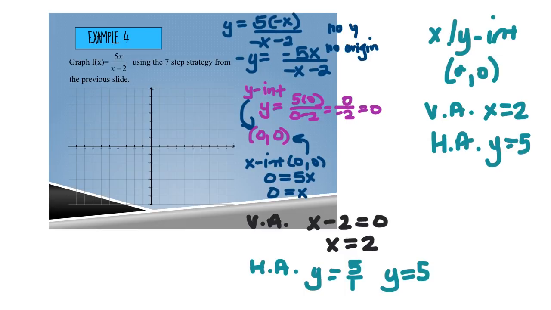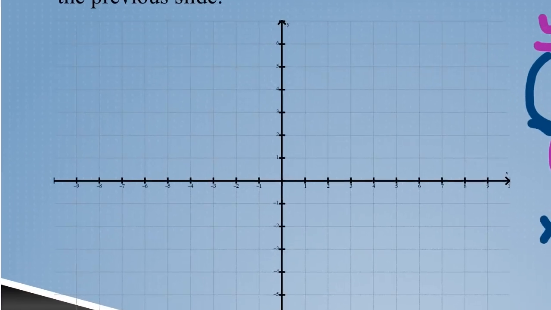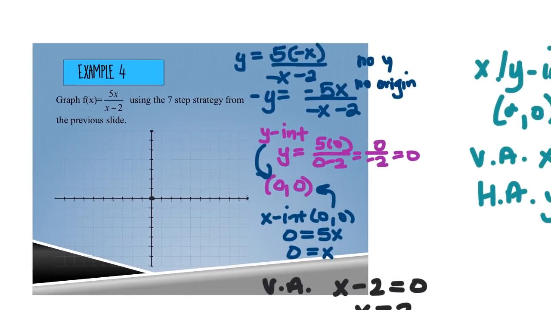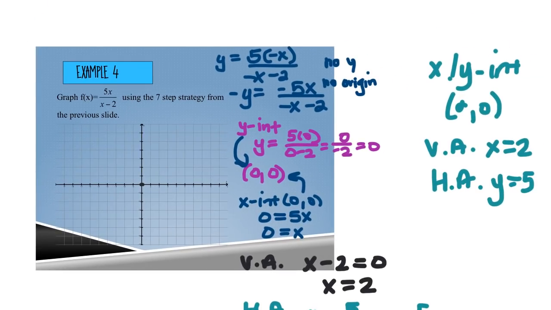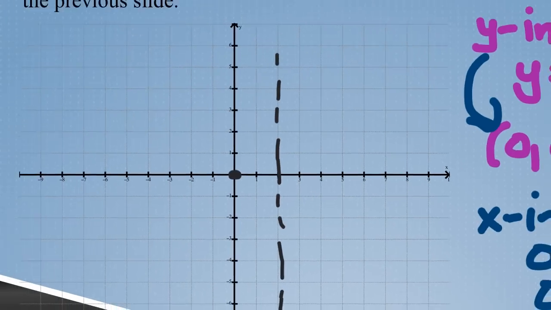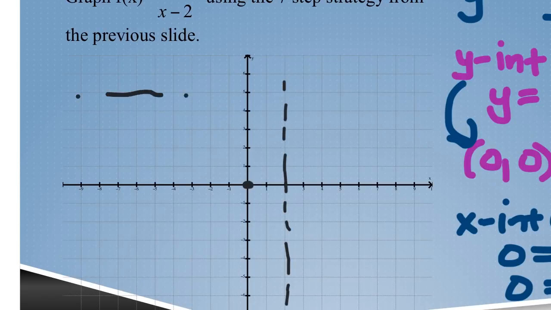Graph as much of this as you can. So intercept at 0, 0. Vertical asymptote at x equals 2. Horizontal asymptote at y equals 5.